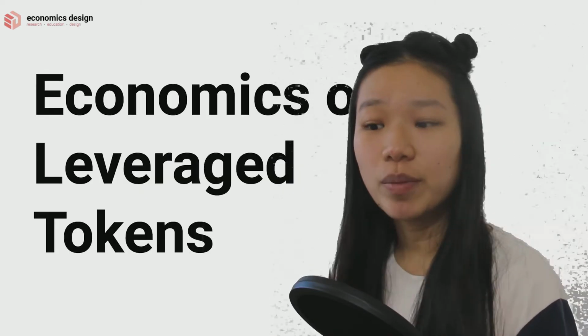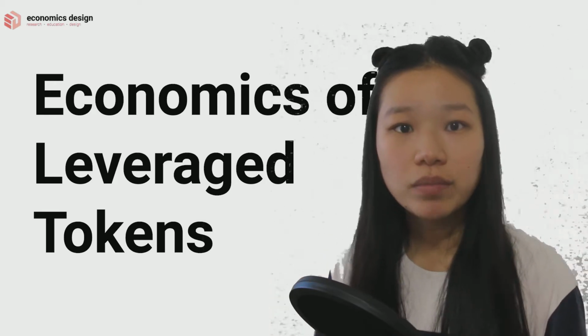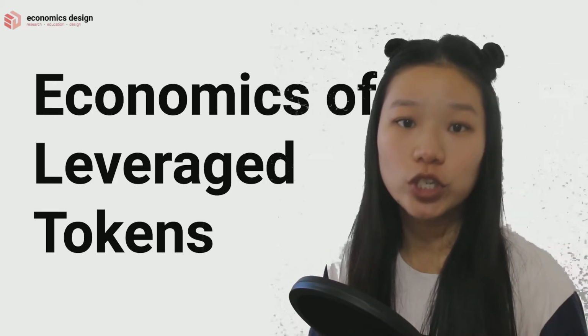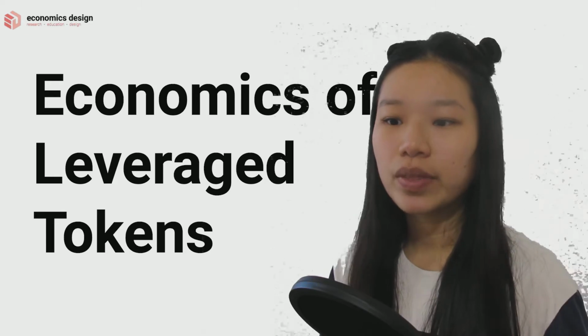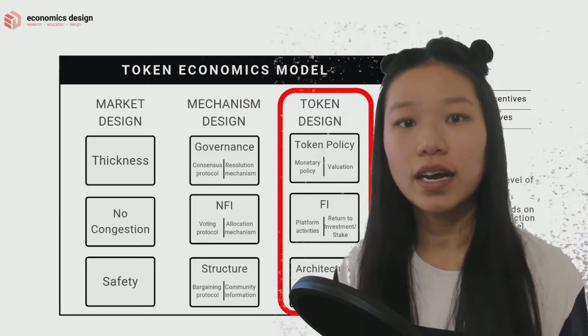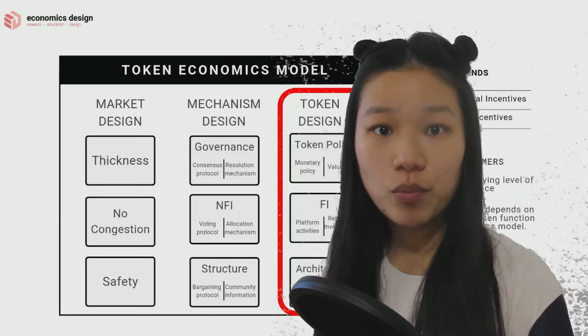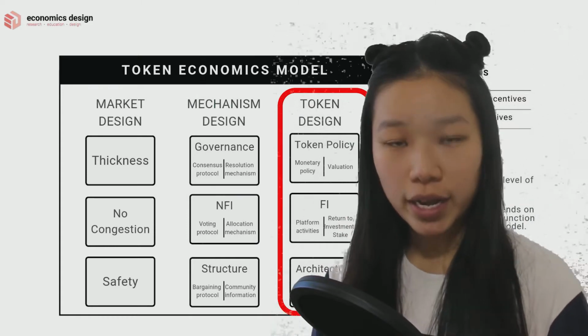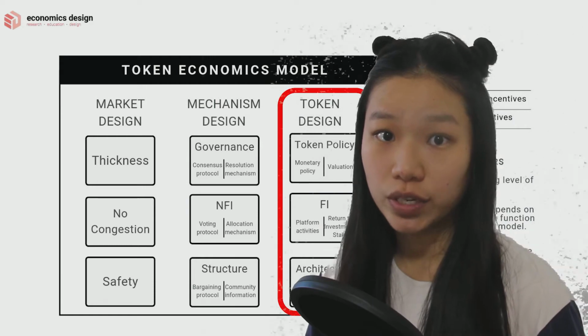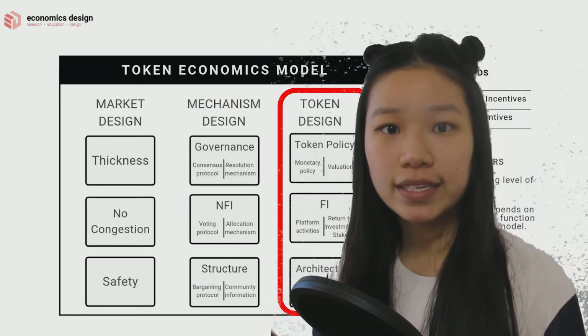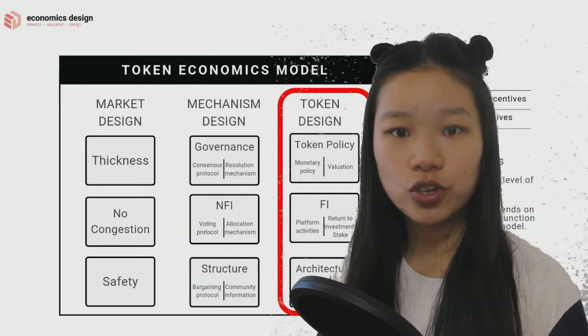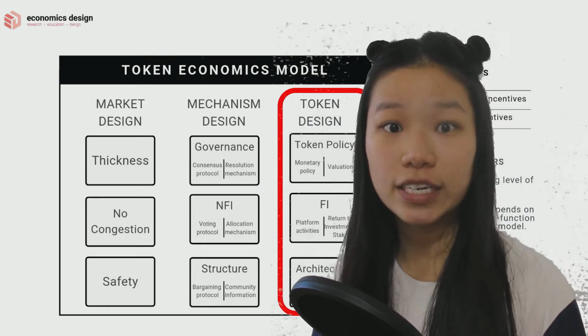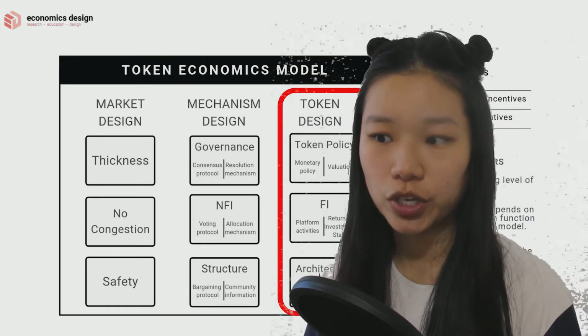So, the economics of leverage tokens. Now we come to the main part of this episode, which is the economics of leverage tokens. If we take a look back at the token economics framework, just a quick refresher, there are 3 different pillars. You've got market design, mechanism design, and token design. Market design is really the design of the environment where your tokens and your participants will transact and interact. That's not what we're going to talk about today.